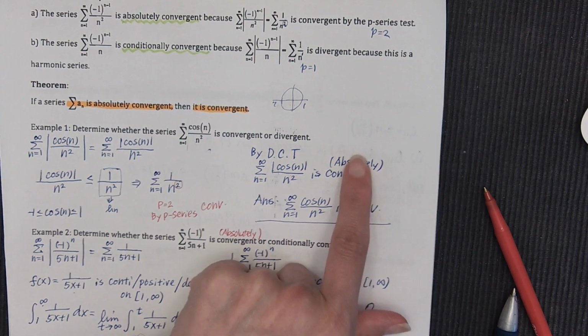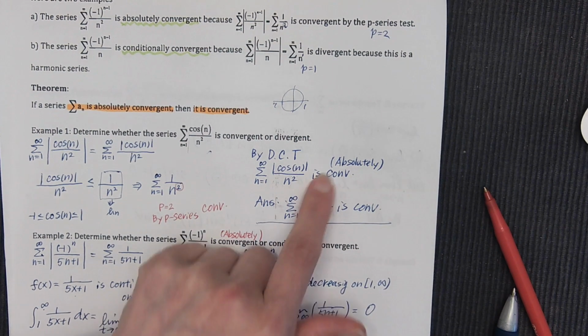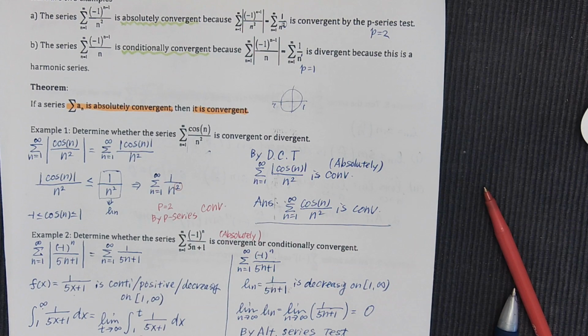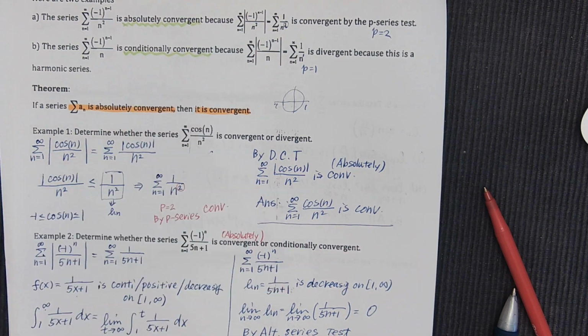Once you get absolutely convergent, you just stop. You don't need to do any extra work. It means it's straight convergent. Absolutely convergent means just convergent. It'll never be divergent and never be conditionally convergent. It's just done.